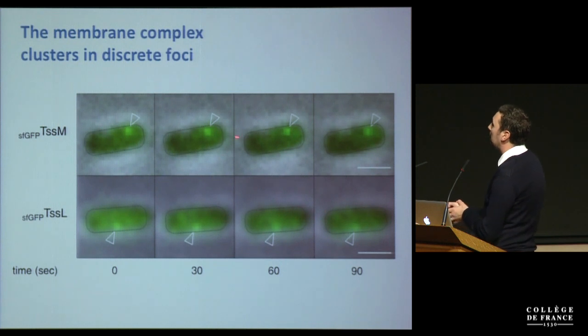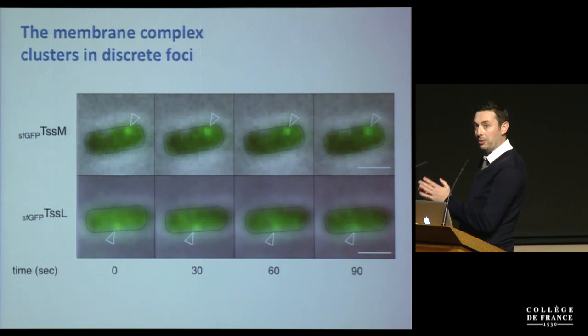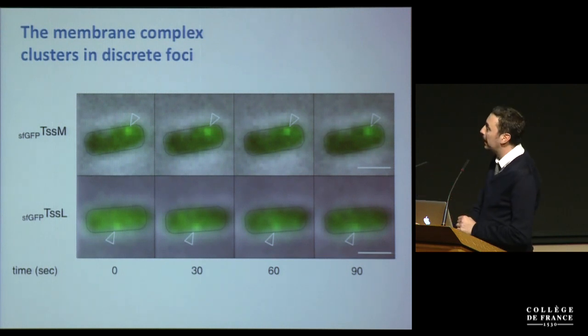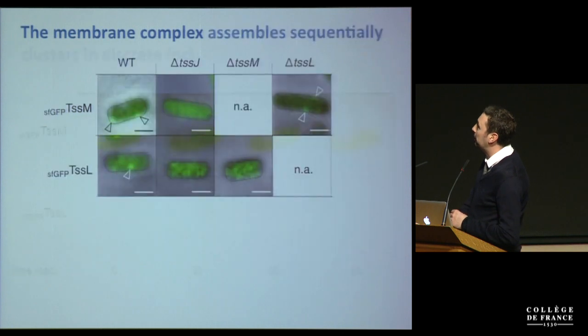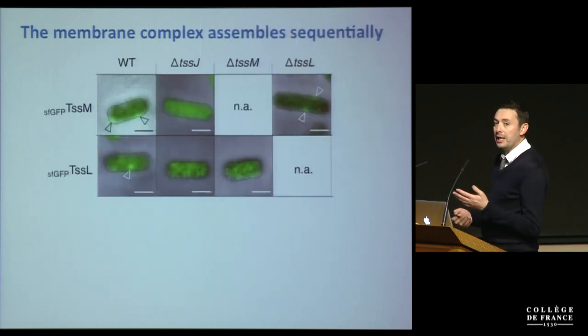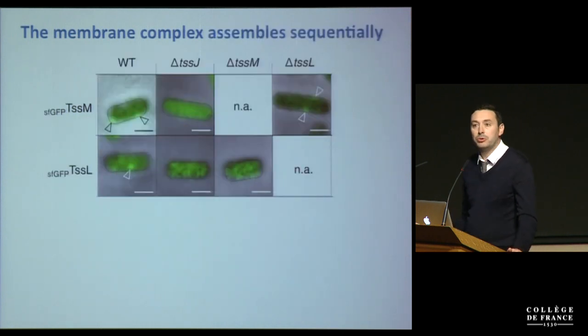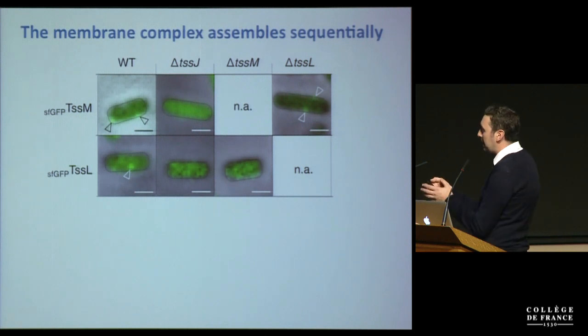And these foci are very static. They don't move in the cell. They stay at the same location all the time. Okay. So these foci represent membrane complexes of the type 6 system. So to define in which order each of these proteins is recruited to the site of assembly, we tested the assembly in foci of these proteins in different mutant backgrounds.